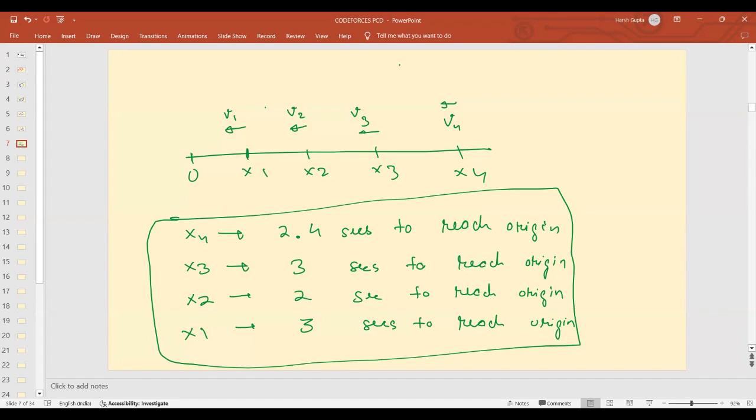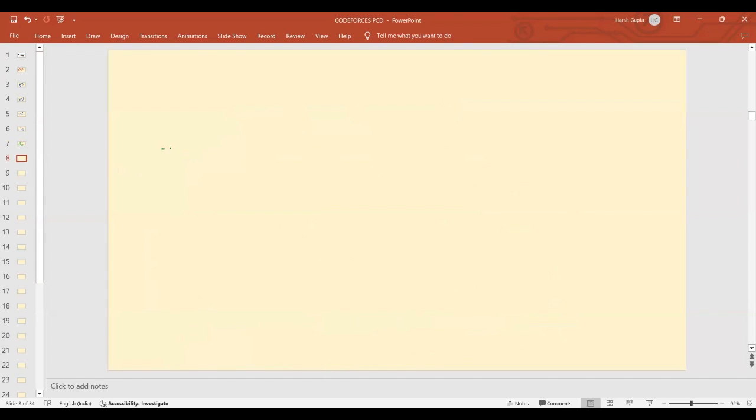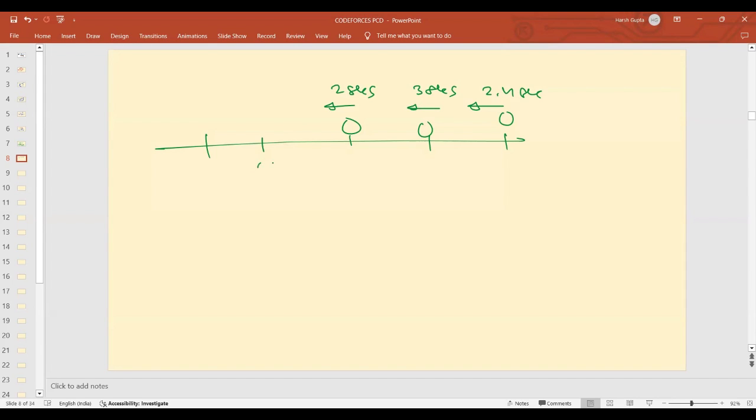Can you tell me that? The number of balls that will reach the origin. Let's see how many balls will reach. So we have a ball over here that takes 2.4 seconds. We have a ball over here that takes 3 seconds. We have a ball over here that takes 2 seconds. We have a ball over here that takes 3 seconds.